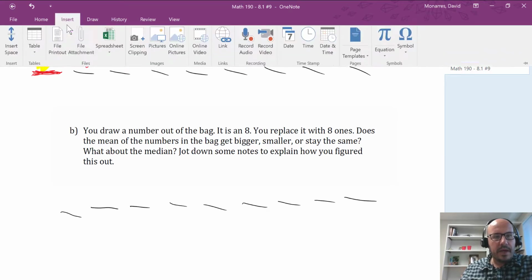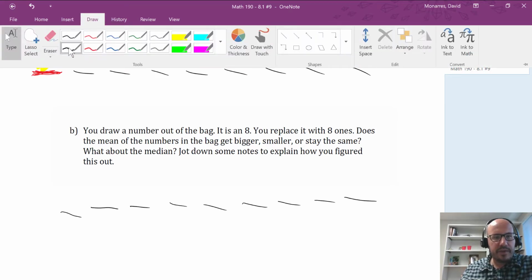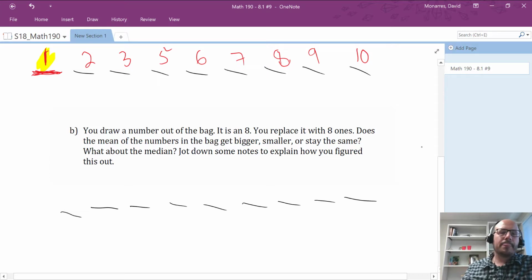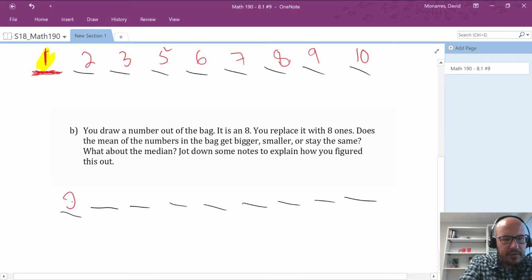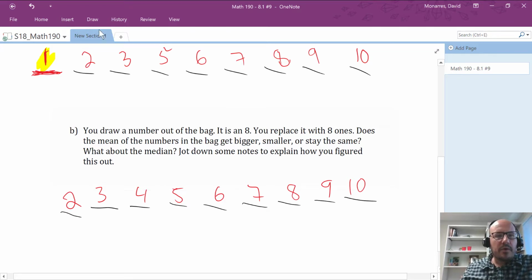I'm going to write down the original data set that I had earlier. Other data sets would work as long as the mean and the median are the same. So 2, 3, 4, 5, 6, 7, 8, 9, and 10. The substitution that it told us to do is to take the 8 and substitute it with 8 ones.